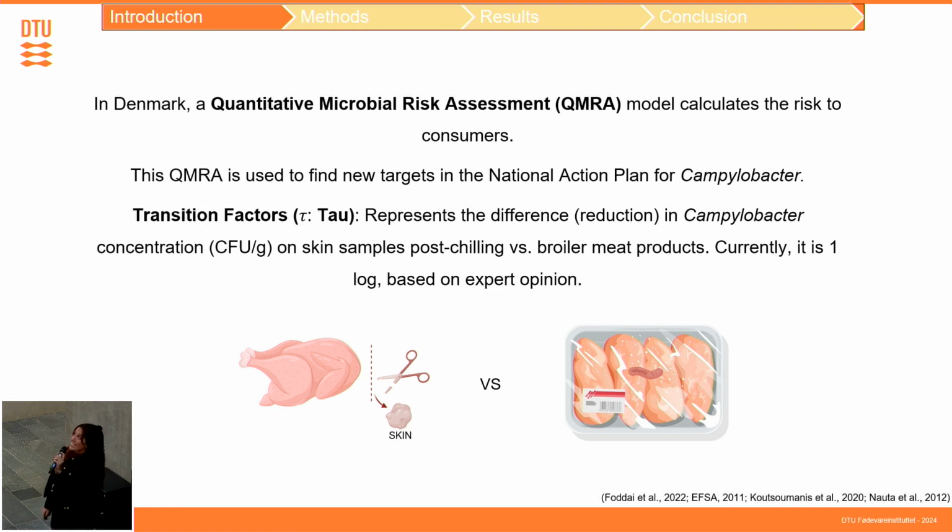Tau represents the reduction of Campylobacter between the skin samples of the chicken and the broiler meat products after all the processing. Currently it is estimated at around 1 log, and this estimation is based on expert opinions. It's not calculated, it's an estimation.